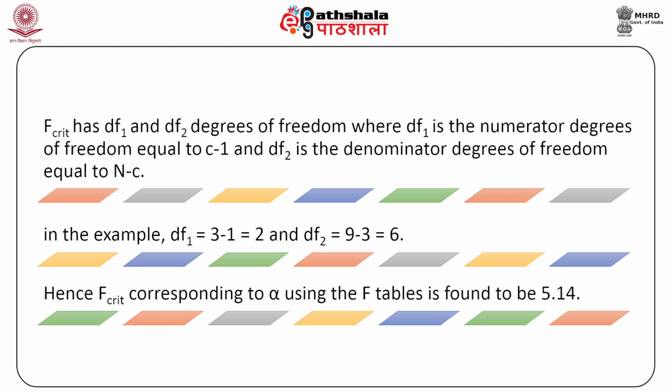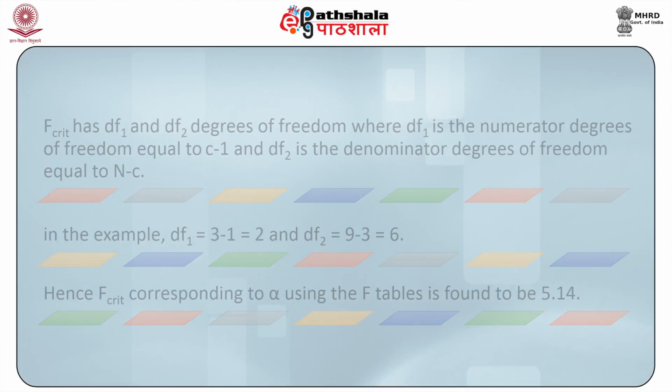F critical has DF1 and DF2 degrees of freedom, where DF1 is the numerator degree of freedom equal to the number of columns minus 1, and DF2 is the denominator degrees of freedom equal to n minus the number of columns. In the example, DF1 is equal to 3 minus 1, that is 2, and DF2 is equal to 9 minus 3, that is equal to 6. Hence, F critical corresponding to alpha using the F tables is found to be 5.14.